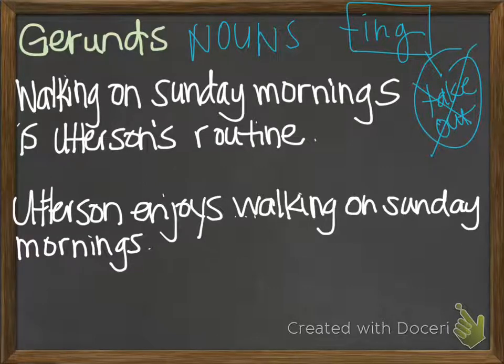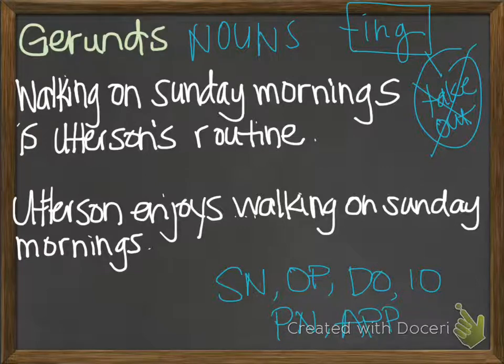The noun jobs they could be are subject noun, object of the preposition, direct object, indirect object, predicate noun, or appositive. So you have to know these in order to figure out what gerunds are acting as. I have the same gerund in all these following examples, but they're used in different parts of the sentence as different noun jobs.